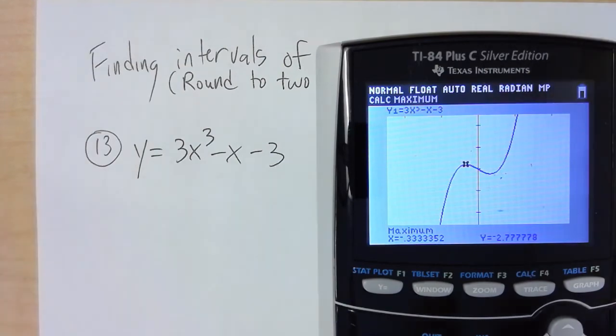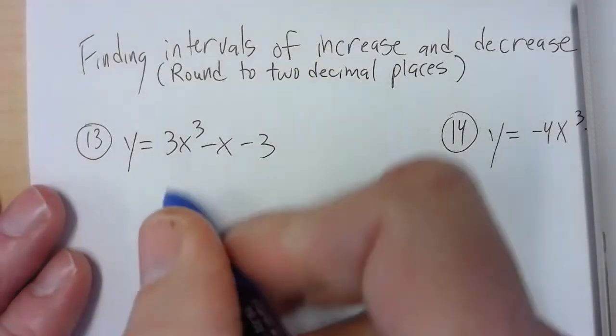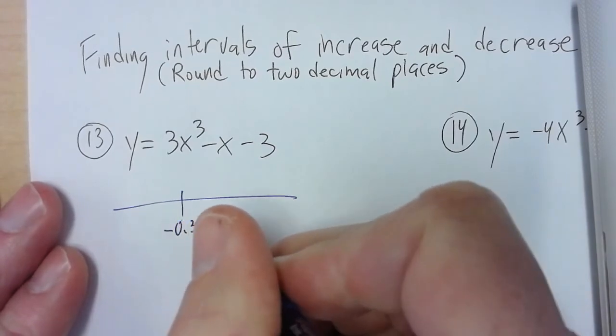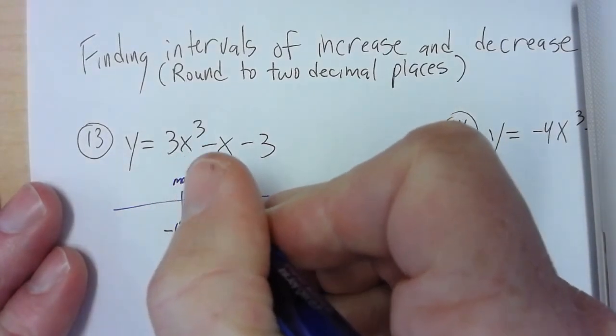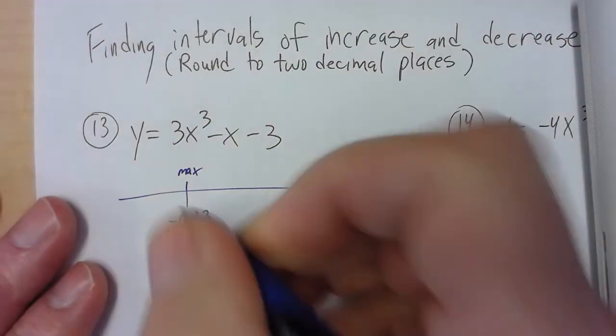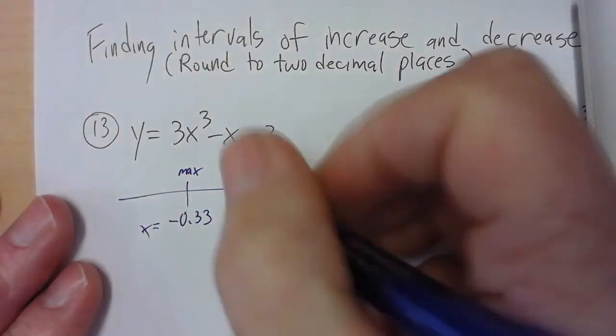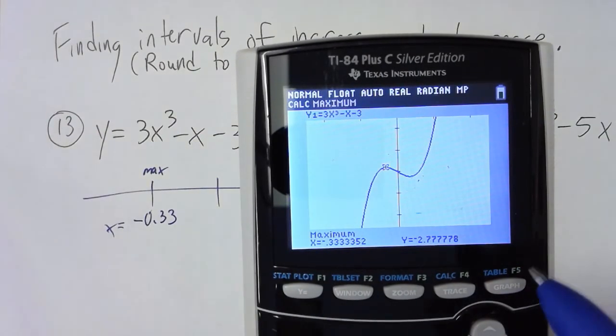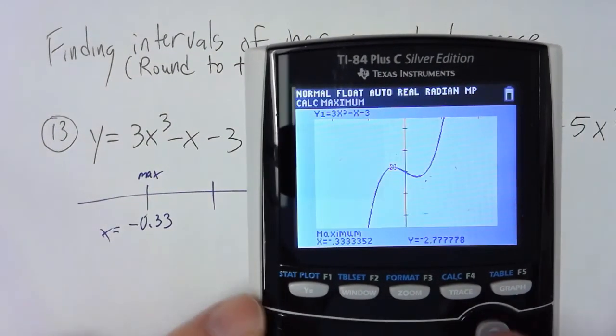So I'm going to make a number line. And I'm going to say negative 0.33, and I'm going to write max above it, okay, because that's the x coordinate of where that happens. Then over here, I'm going to write down the min, find the min. So we got to find the max and the min.